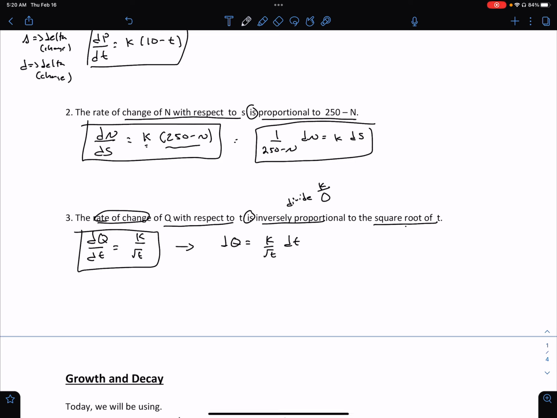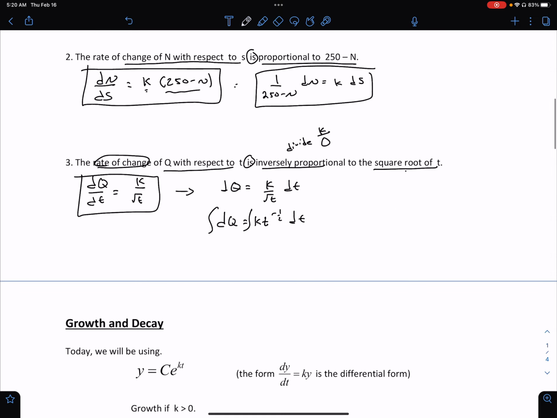And let's go ahead and try solving this one. We would get dq equals, I'm going to write this as t to the negative half to put on top, times k dt. When we integrate, this just gives us q equals k times t to the 1/2 times 2 over 1 plus c1. You can leave it like this. That looks kind of messy. I'll clean it up a little bit. q equals 2k t to the 1/2 plus c1.